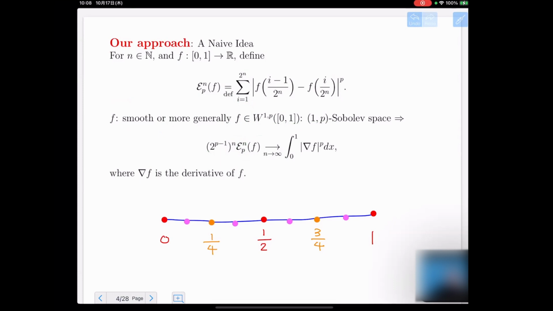So the idea is that this is a discrete approximation, a discrete p-energy. Then we find some proper scaling factor and take a limit, so we might find some p-energy on the space. That is the idea of the construction of the Sobolev space, or I mean the p-energy.